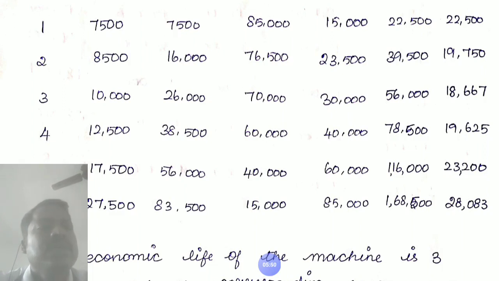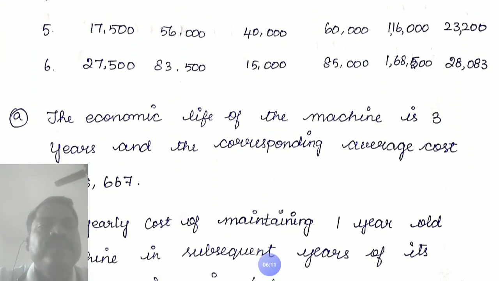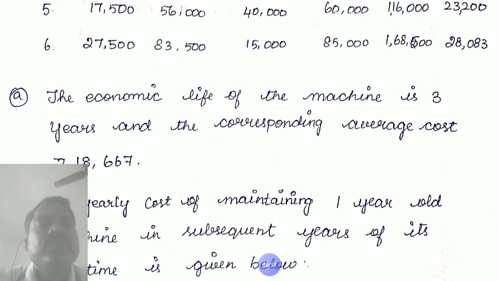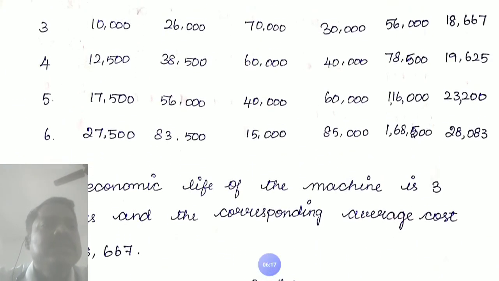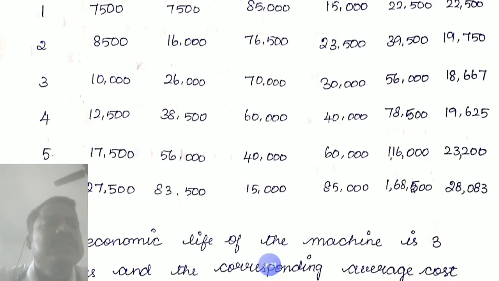Therefore, the total average running cost is reduced up to the third year, and then the fourth, fifth and sixth years are increased. Therefore, the minimum average cost is rupees 18,667. Therefore, the economic life of the machine is 3 years. That is 3 years.